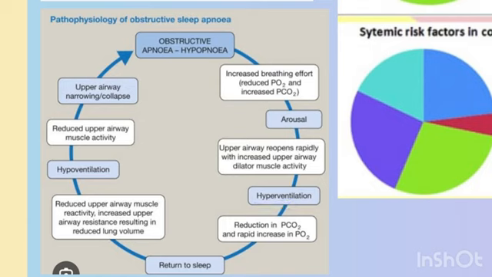Hyperventilation reduces the carbon dioxide level and increases oxygen level in the blood. With the normalized oxygen and carbon dioxide level, the individual returns to sleep, but the cycle repeats multiple times per night due to repeated airway collapse. So, reduced upper airway muscle reactivity increases the upper airway resistance, resulting in reduced lung volume, which leads to hypoventilation state. During sleep, the muscles that keep the airway open have reduced activity, making the airway more prone to collapse. Narrowing and collapsing of upper airway ultimately leads to obstructive sleep apnea.